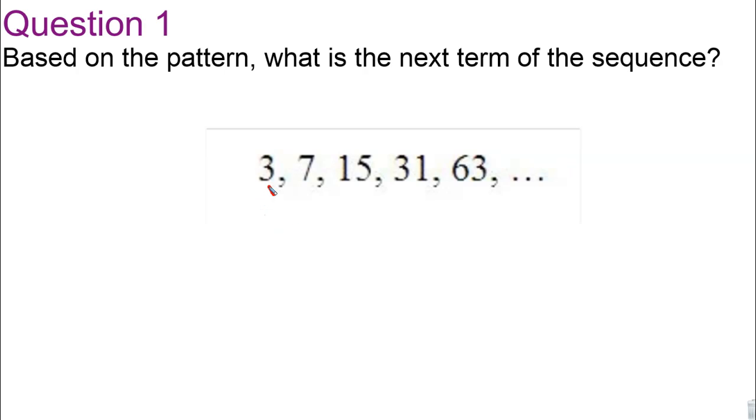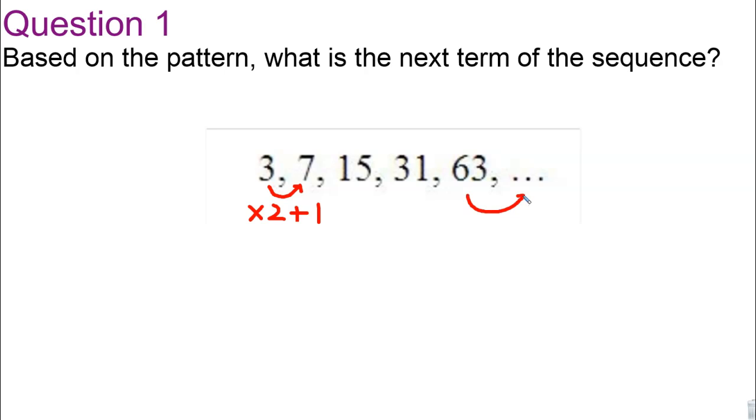pattern we have here is, to get from 3 to 7, I can multiply by 2 and then add 1. 3 times 2 is 6, plus 1 is 7. And I can check and make sure that pattern works as I continue. 7 times 2 is 14, plus 1 would be 15. 15 times 2 would be 30, plus 1 is 31.